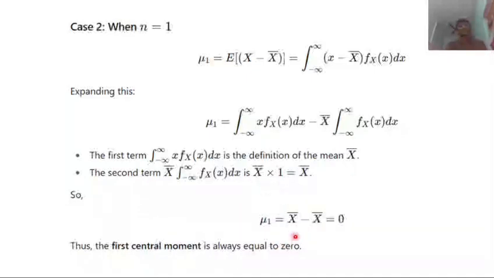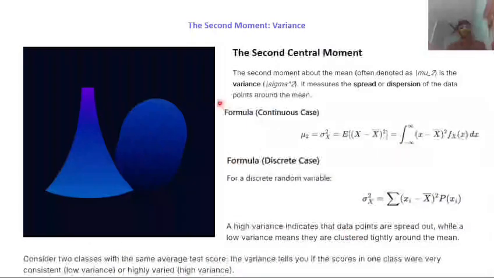So mu 1 is equal to E of x minus x bar, which is equal to 0. The first central moment is always 0. About the origin, the first moment is equal to the mean value, but here the first central moment is equal to 0. The second central moment gives the moment about the mean. It is denoted as mu 2 and it gives the variance sigma square.